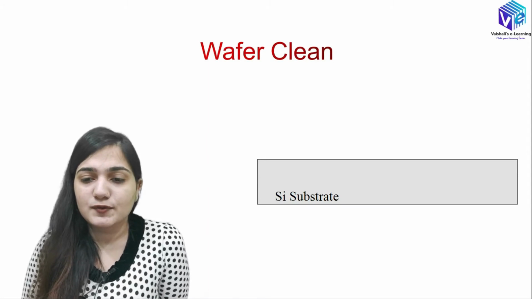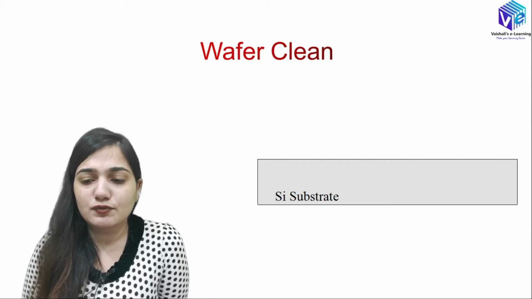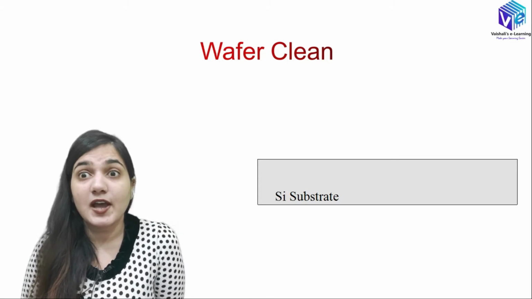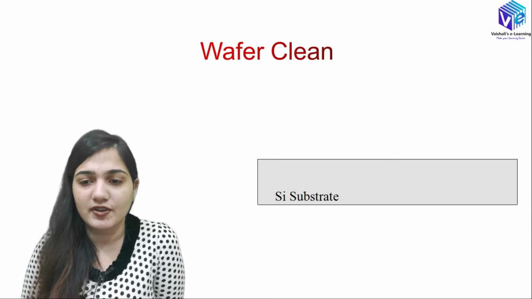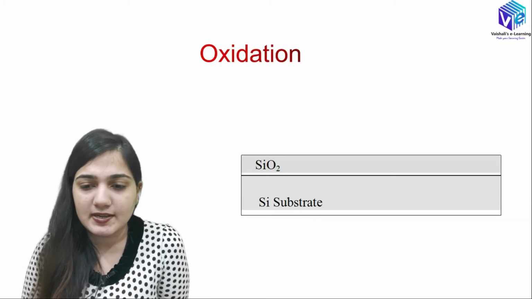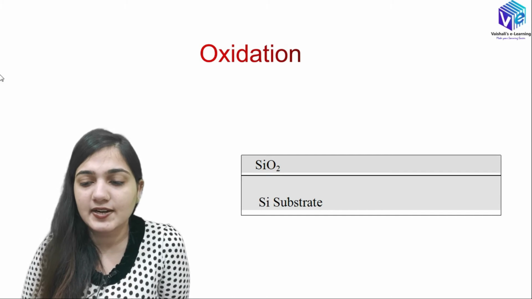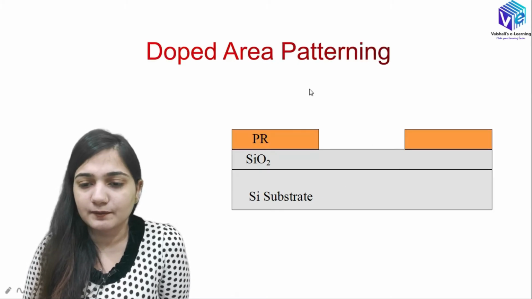So you can see the first process step is the wafer cleaning process. In the wafer cleaning we can use any type of wafer cleaning process. I hope you have seen the previous videos where I have already discussed the wafer cleaning. After that we have the oxidation. Now I am not repeating again what is oxidation. We have the silicon dioxide layer over the silicon substrate, and this is the oxidation.